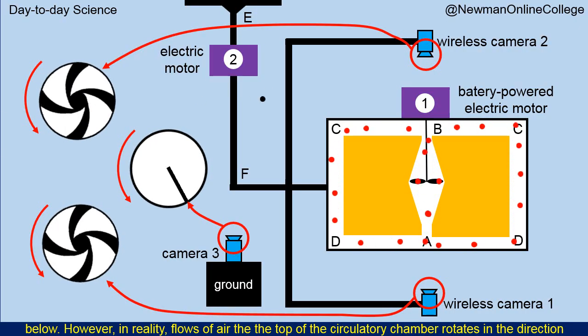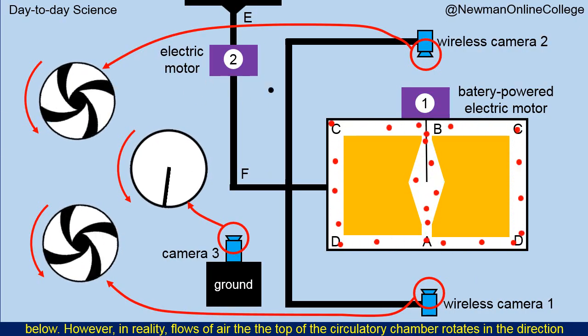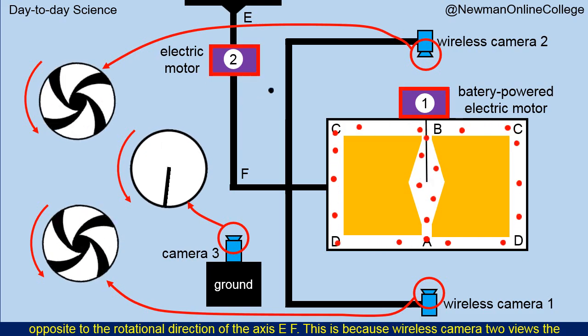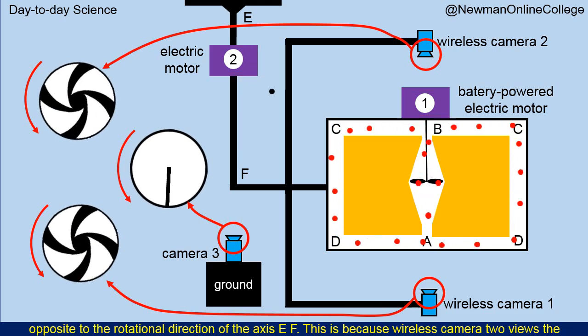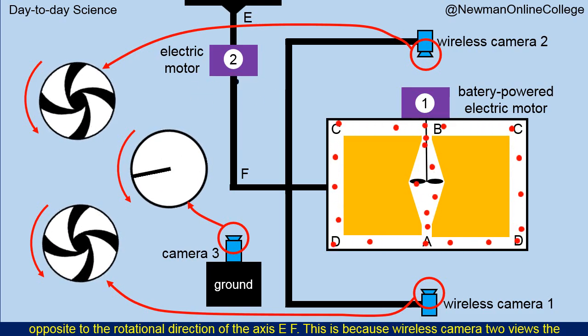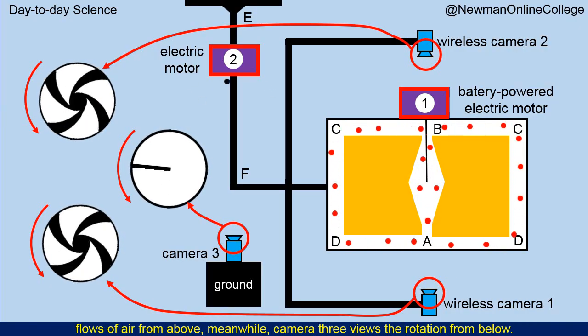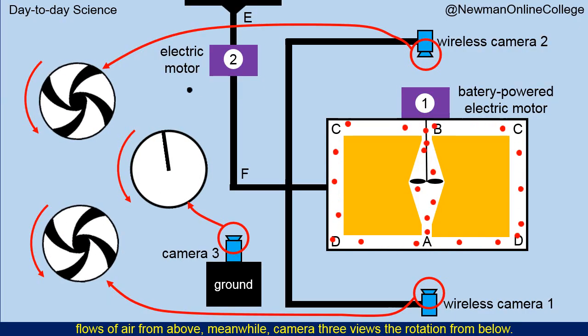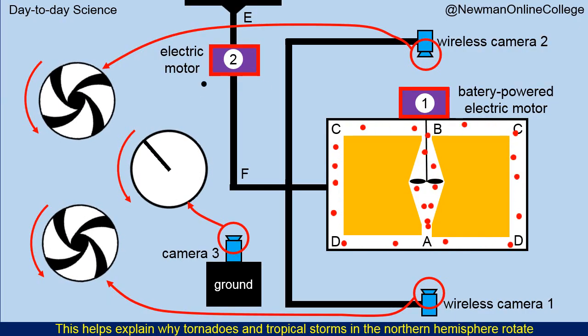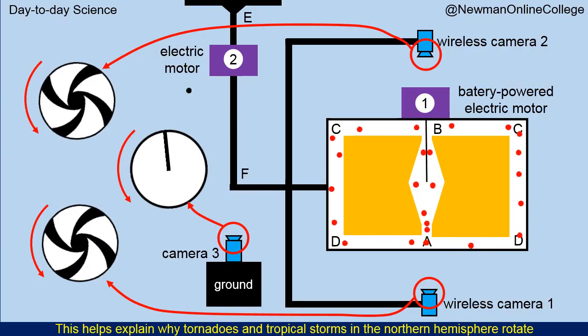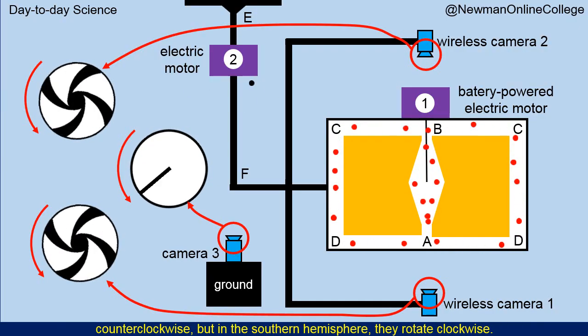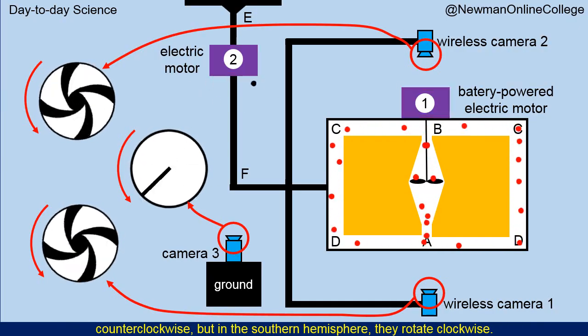However, in reality, flows of air at the top of the circulatory chamber rotate in the direction opposite to the rotational direction of the axis EF. This is because wireless camera 2 views the flows of air from above, meanwhile, camera 3 views the rotation from below. This helps explain why tornadoes and tropical storms in the northern hemisphere rotate counterclockwise, but in the southern hemisphere, they rotate clockwise.